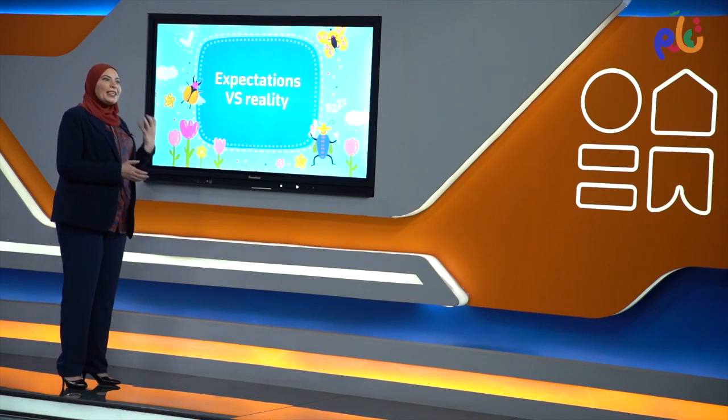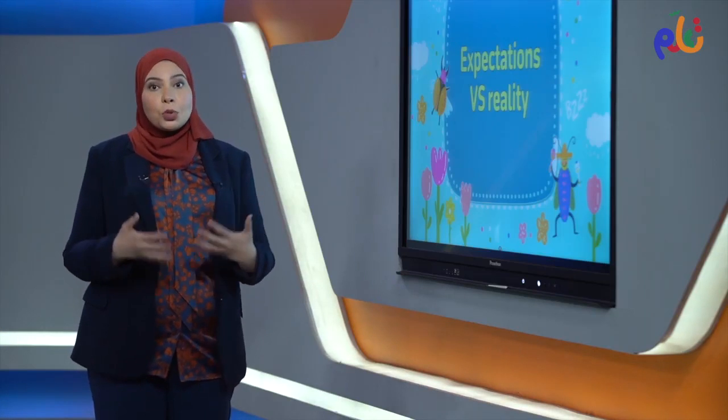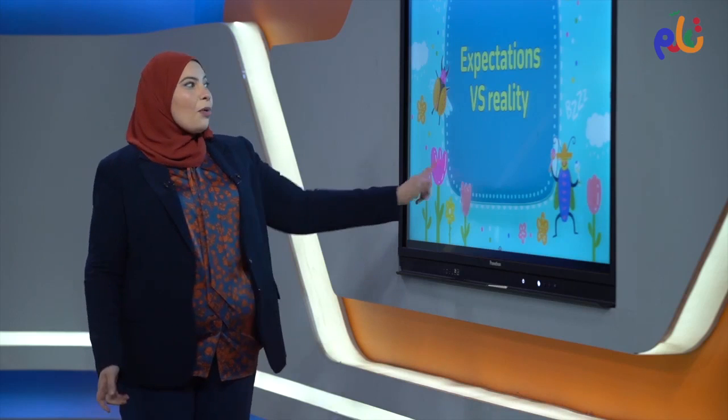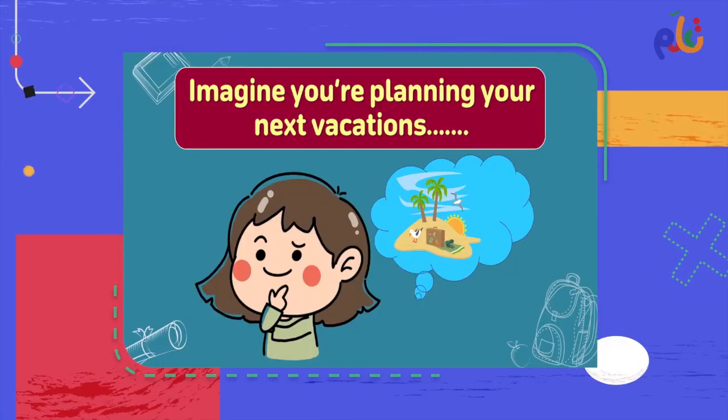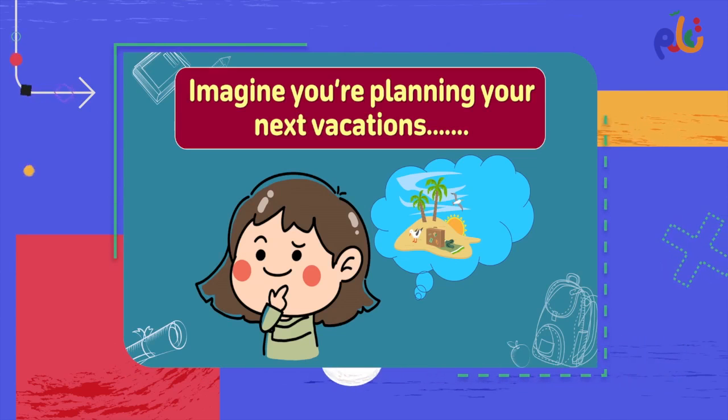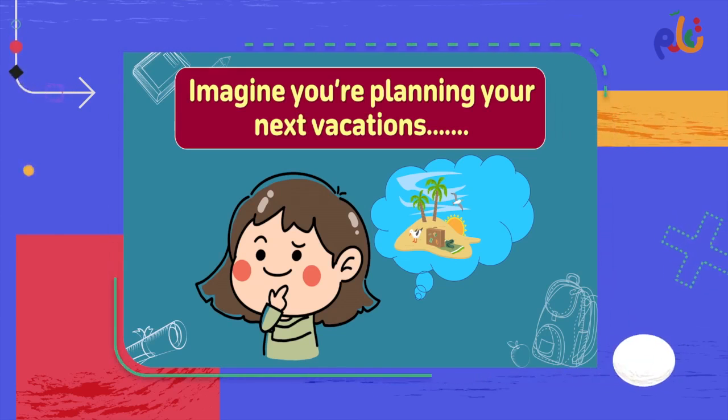For us to start writing a complaint, we need to know what we're going to complain about. So we're going to look at expectations versus reality, and see how things happen to make people get angry and start writing a complaint. So let's imagine together that we're planning the next vacation, and we check hotels and we have our expectations for a perfect holiday. And now we're going to see what happens when we reach the hotel.